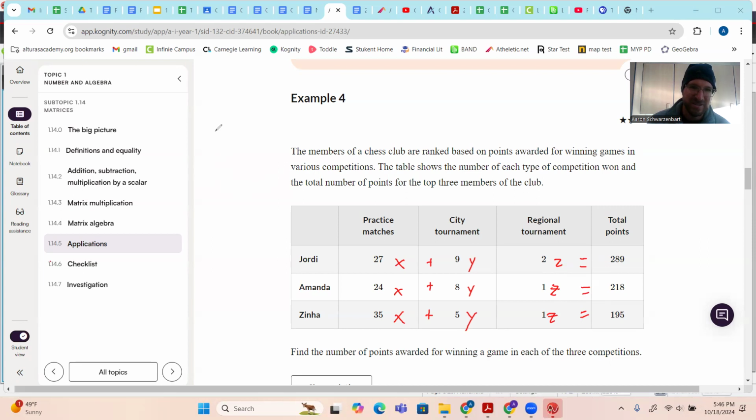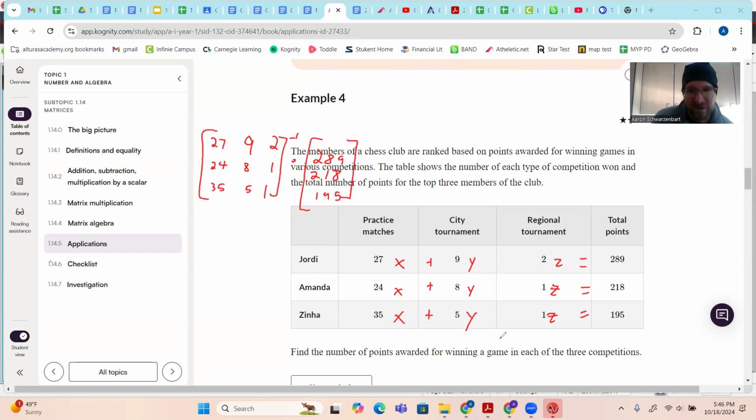And to solve for XYZ, I just do the matrix 27, 9, 2, 24, 8, 1, 35, 5, 1, inverse, times 289, 218, 195.